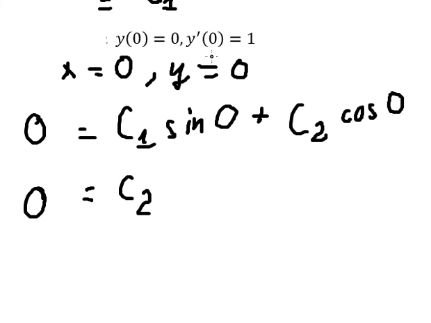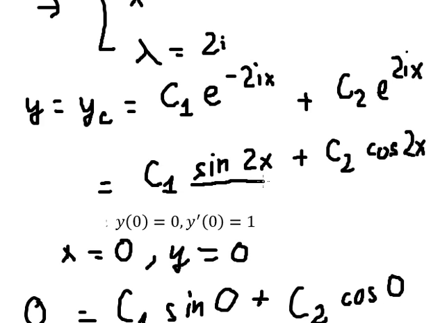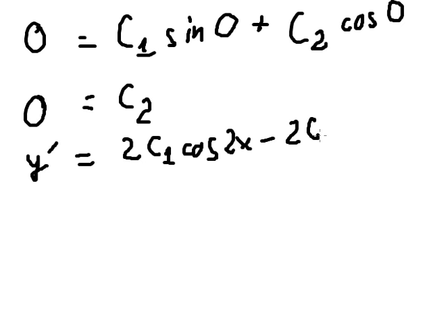Now let's find the first derivative of y, because we have the second condition in here. We take the first derivative of sine 2s, which is 2 cosine 2s, and negative 2 c2 sine 2s.